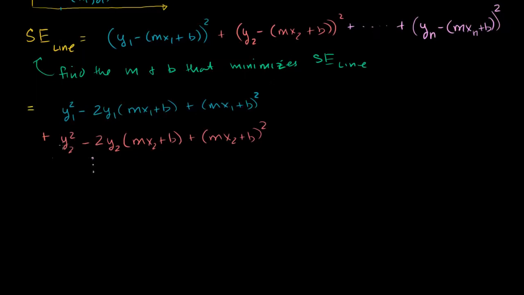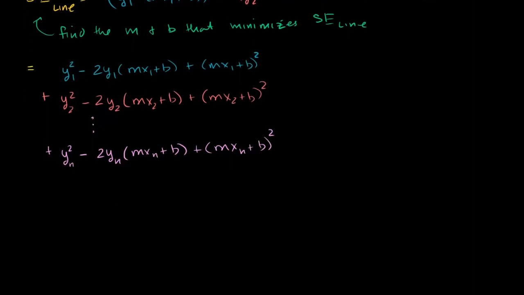We're going to do it for the third, x3, y3, and keep going all the way until we get to this nth term. When we square it, it is going to be yn squared minus 2yn times (mxn plus b) plus (mxn plus b) squared. Now, the next thing I want to do is expand these out a little bit more. So let's scroll down.